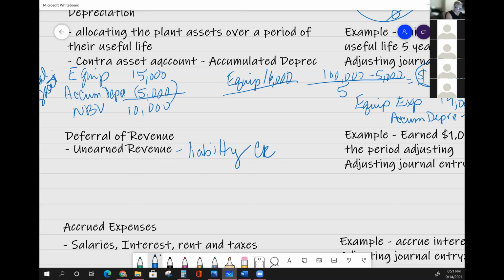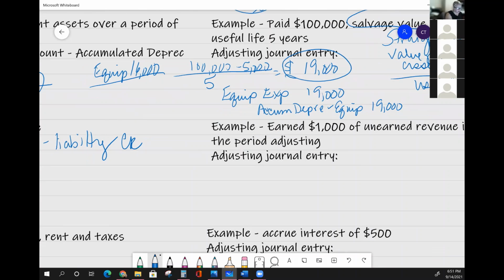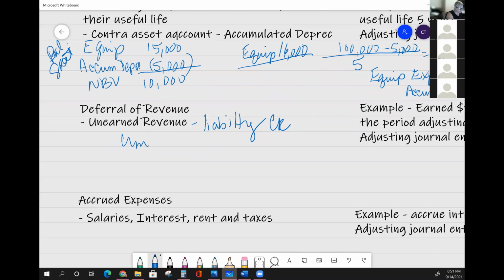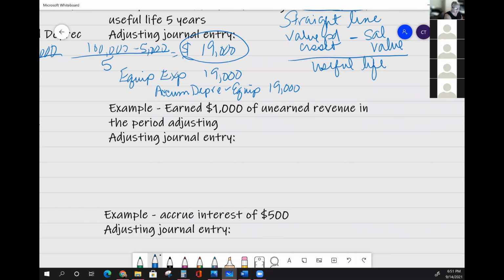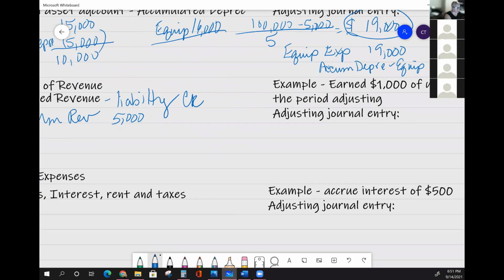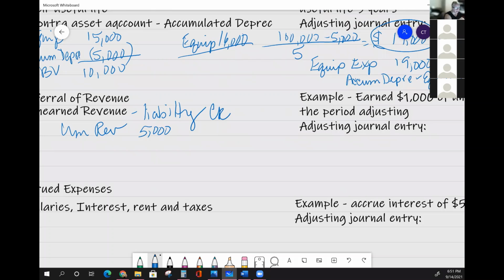Okay, so maybe I have, let's see what my example is. Let's say my unearned revenue is $5,000. So it's sitting as a liability, as a credit on my books for $5,000. My example says that we've earned 1,000 of the unearned revenue in the period that we're adjusting. So for my journal entry, I want to reduce my unearned revenue because right now it's $5,000. It's sitting as a credit, so how do I reduce it?